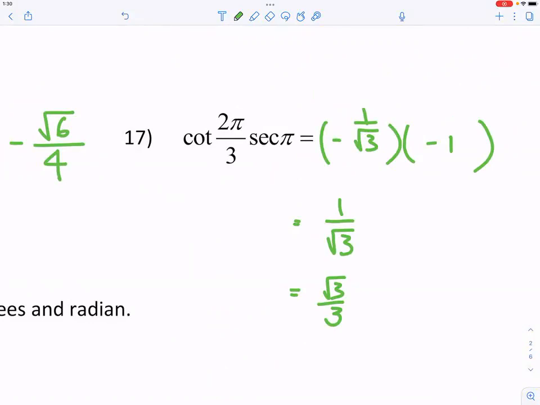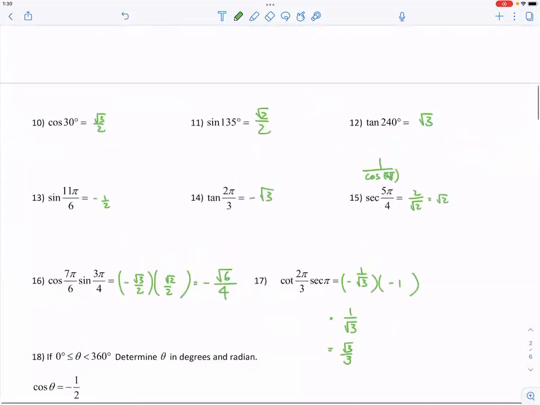Now, tomorrow's work is more like questions 16 and 17. So today, you really want to have a good idea how to get the values. You really want to know how to get the values.